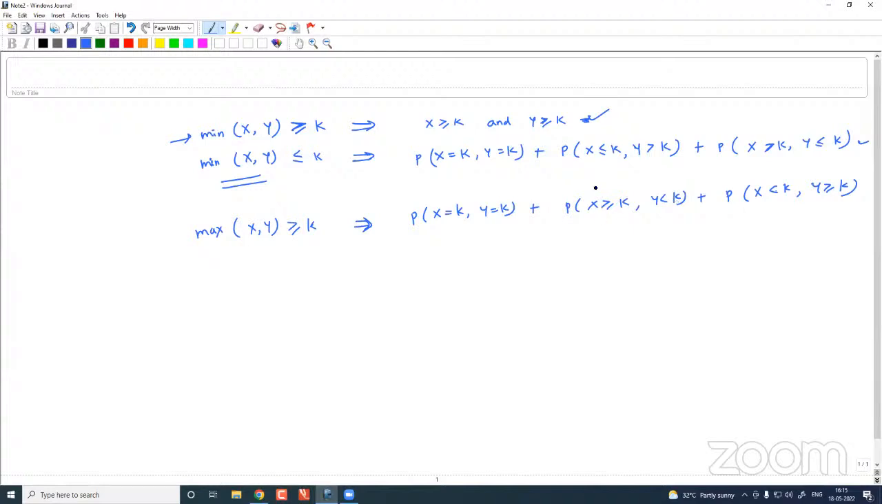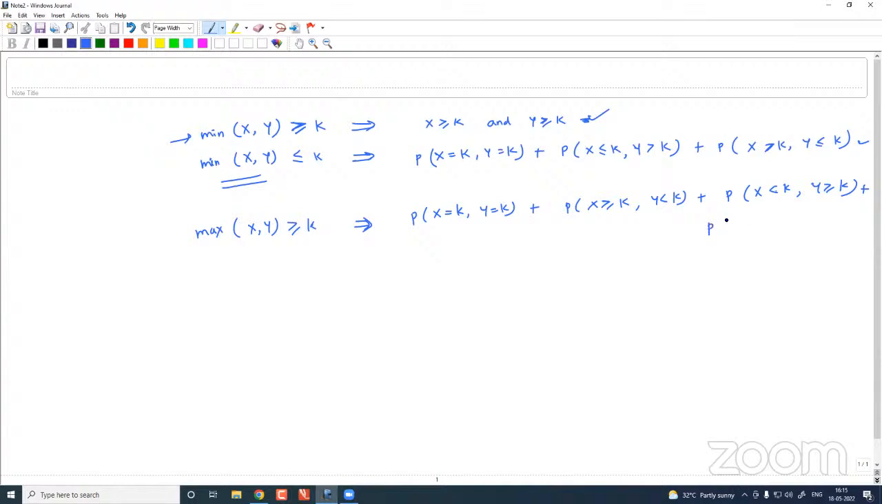So this is written. What you're saying is, if both of them are greater than k, my x and y are greater than k, then of course one of them will be my max, and by default that will be greater than k. So why can't we write that condition also? Yeah, we can write that also, right? Yes, sir, that is true.